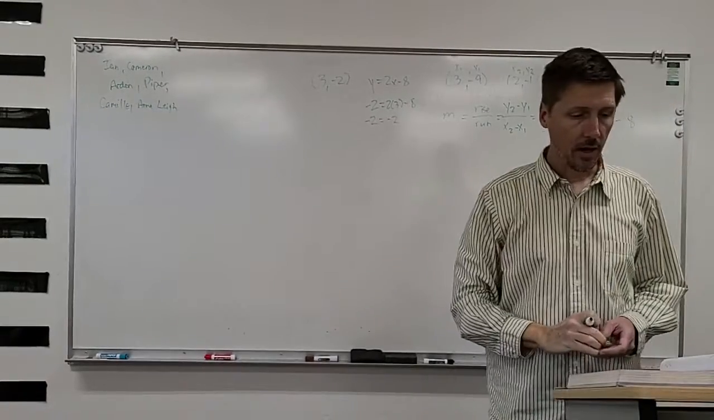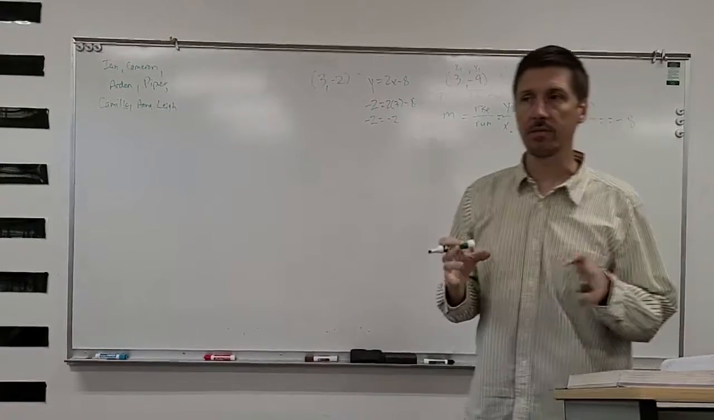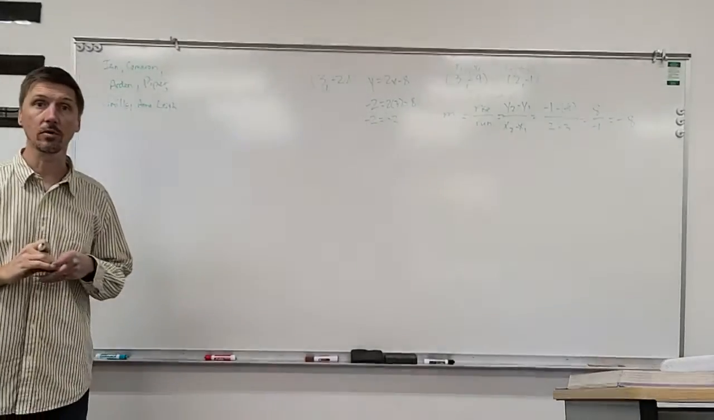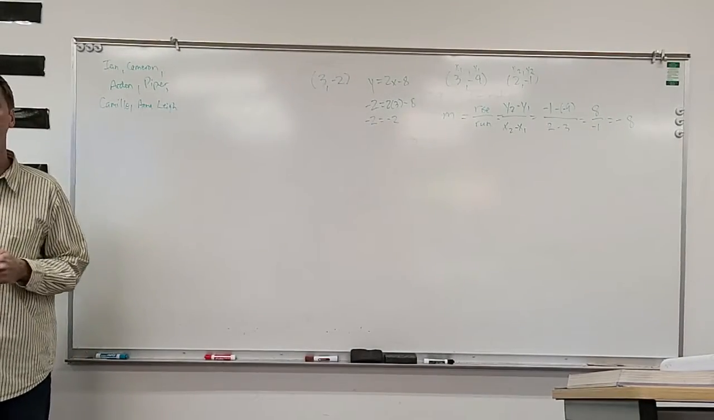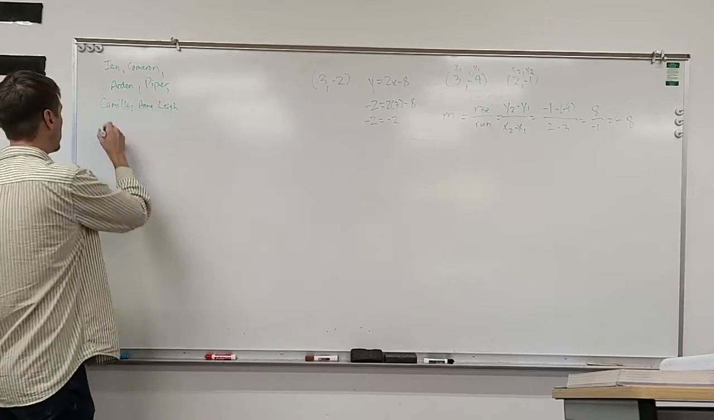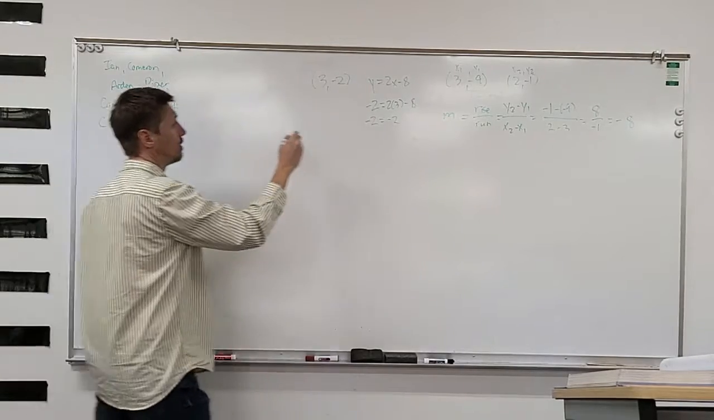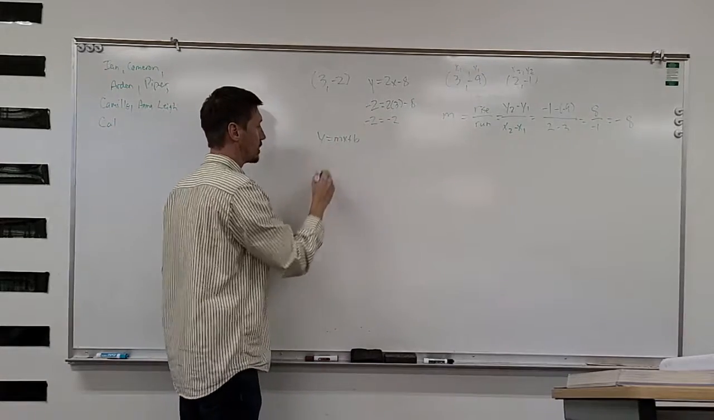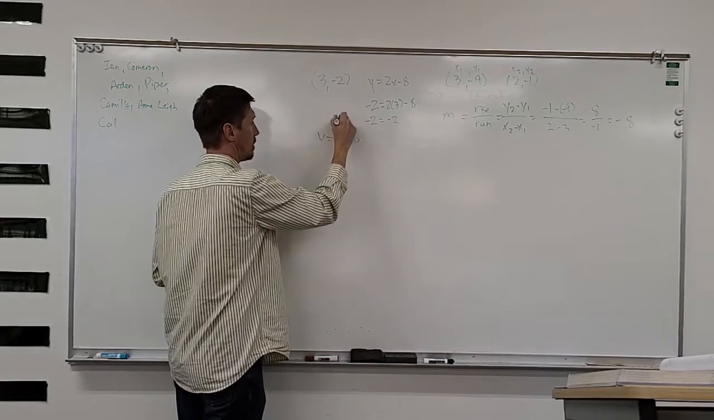So negative 8 is our slope. Everybody agree with that? Okay. What is the slope-intercept form of a line? Who can give me the equation? Y equals mx plus b. Everybody agree? Yes, I like that answer. Y equals mx plus b, where m is our slope.